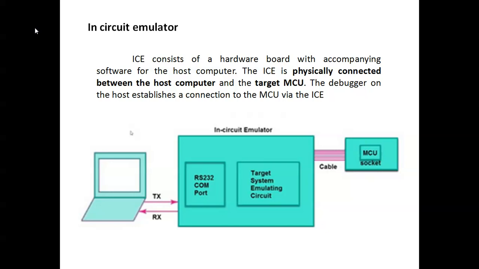The in circuit emulator is physically connected. Physical means they will be connected with wires. The host computer, any laptop or mobile or any processor, is connected with the in circuit emulator through an RS-232 port, so communication port with transmission and receiver side, and then the in circuit emulator is connected with the target MCU.